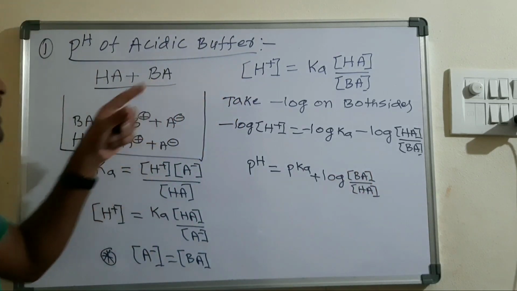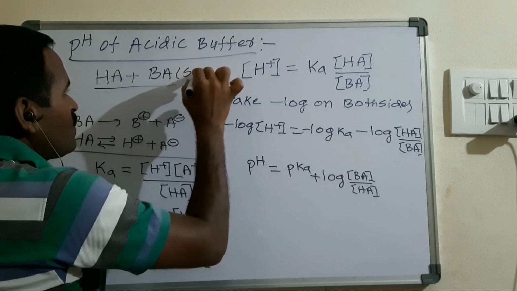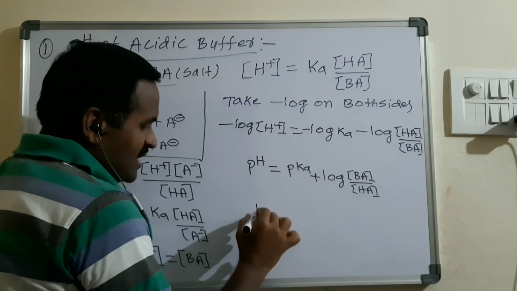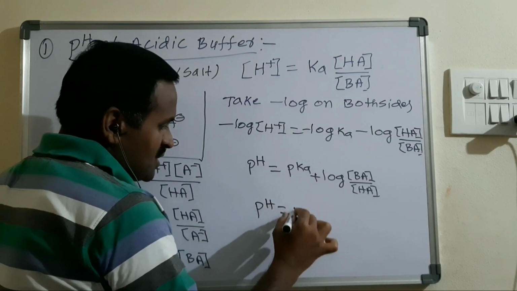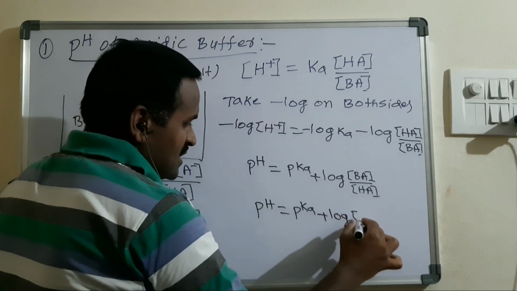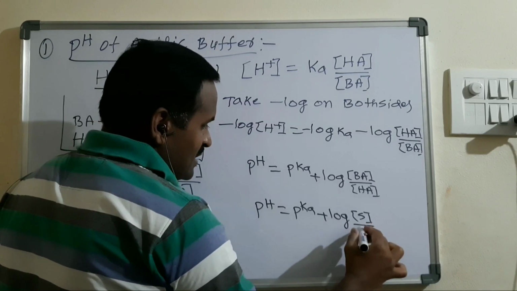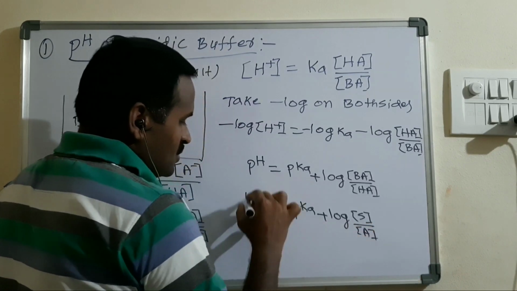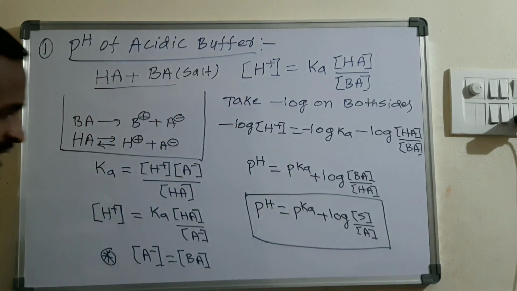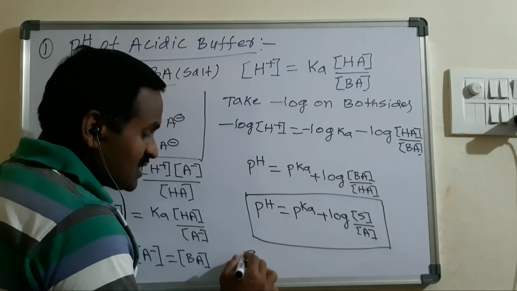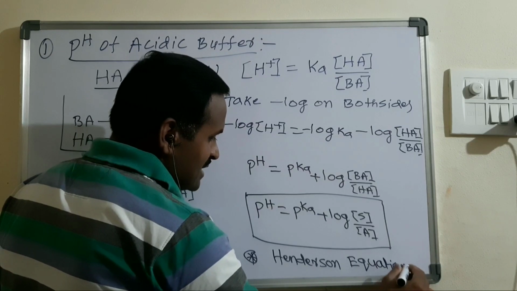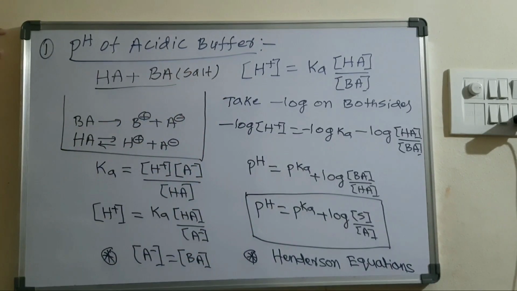As we all know, BA is the salt here and this one is the weak acid. So finally pH equals pKa plus log of the concentration of salt divided by the concentration of acid. This is the final equation to find the pH of the acidic buffer. This equation was derived by the scientist Henderson, and it is called the Henderson equation. This is for the acidic buffer.